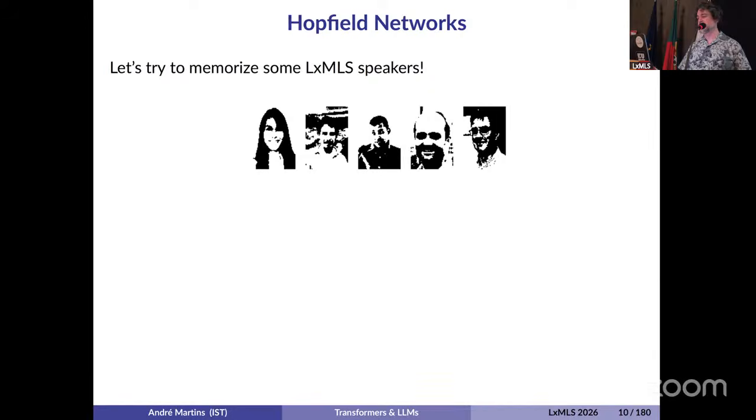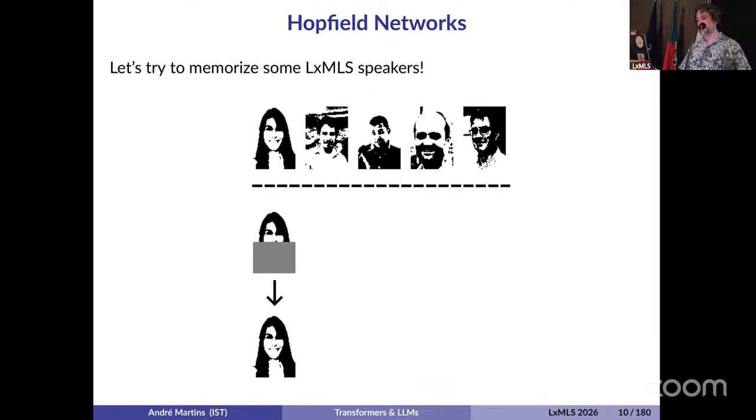Okay, so I picked here 5 of the LxMLS speakers of this year. You might recognize their faces. You might not have seen some of them yet, like Desmond is going to give the lecture tomorrow, but you'll see him. And Adele as well. So we provide these patterns at training time, and then at test time we give as inputs a query like this. You can see this is Adele's face masked, okay? And by running a few iterations, not many iterations, the network is going to provide this, okay?